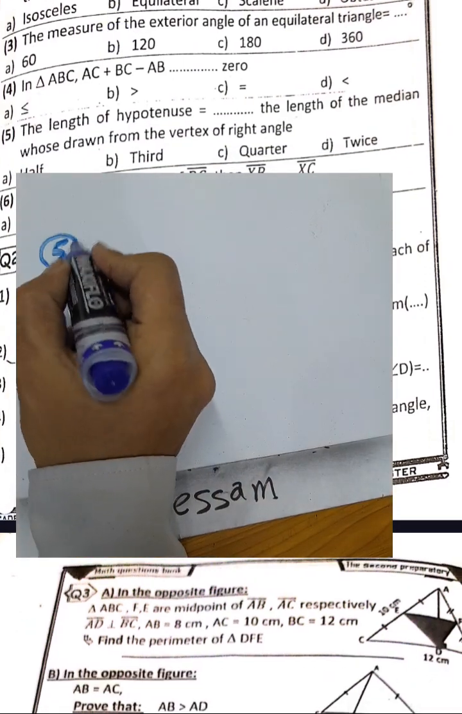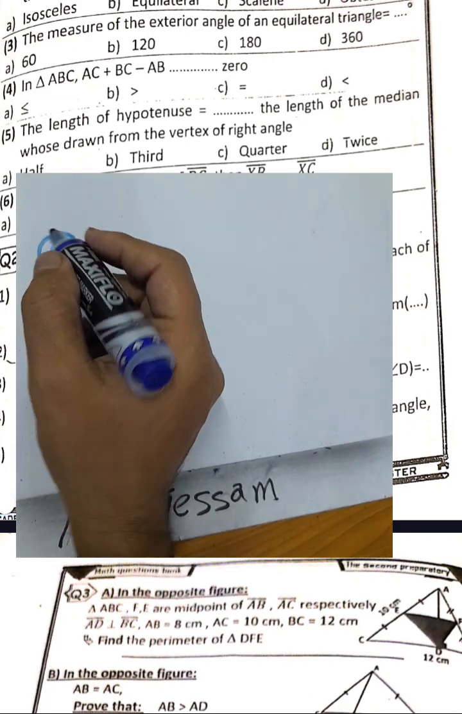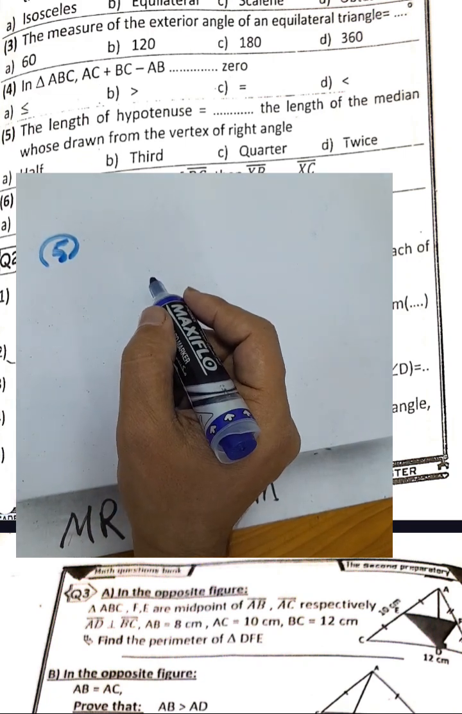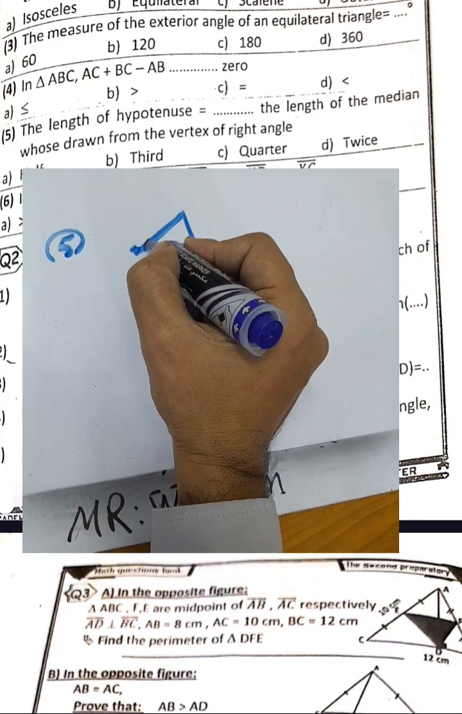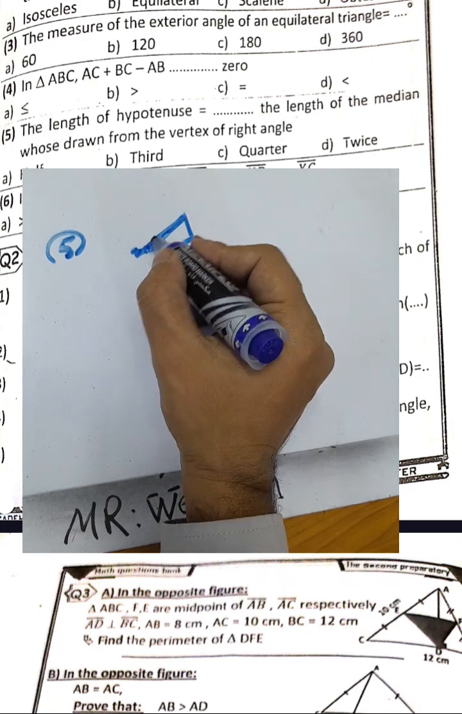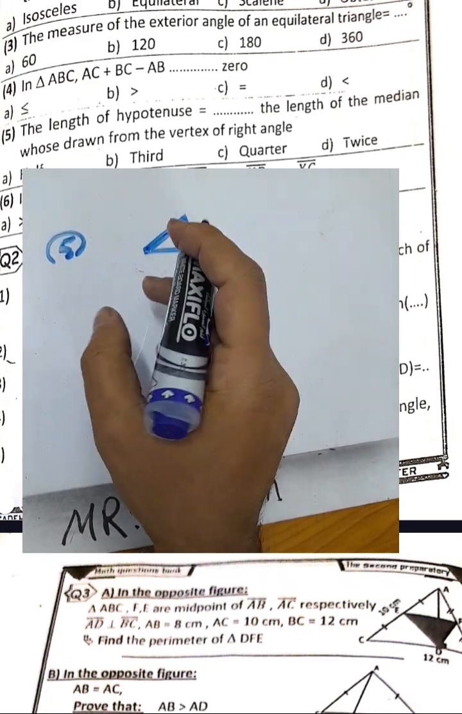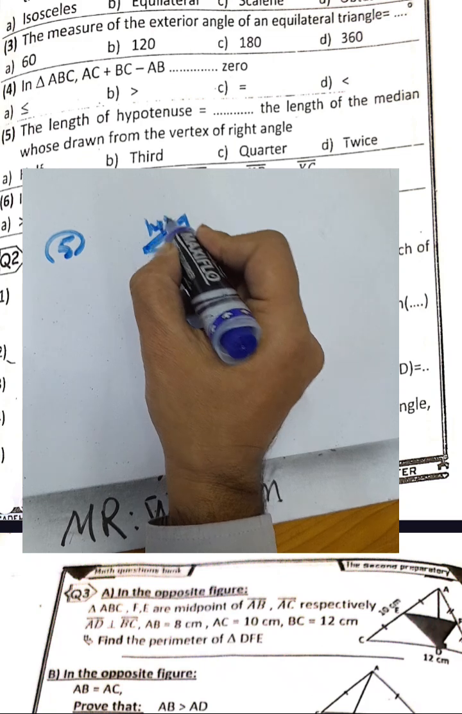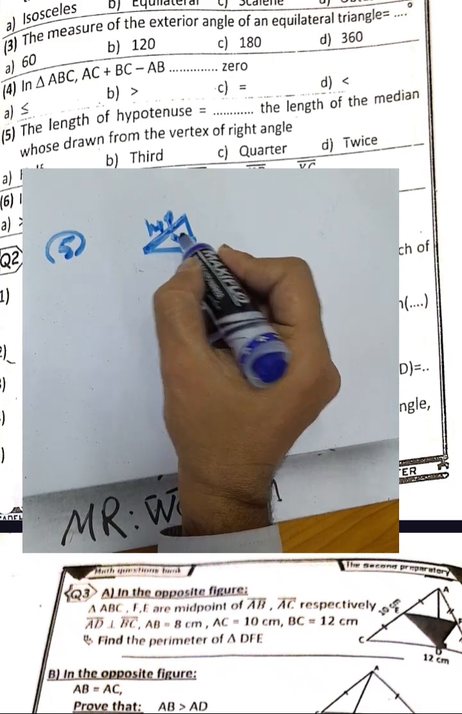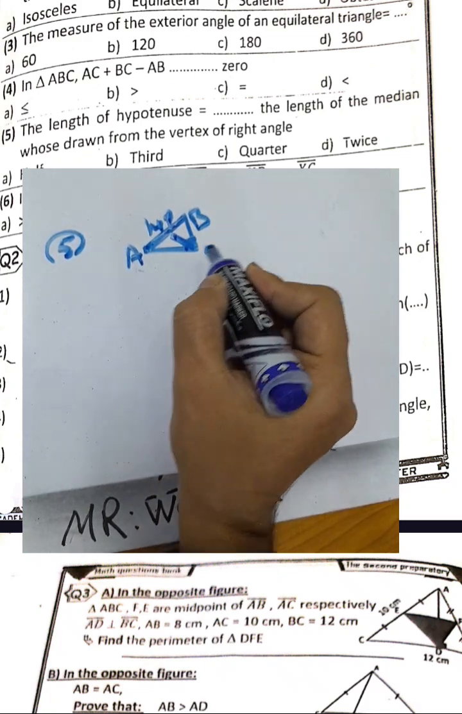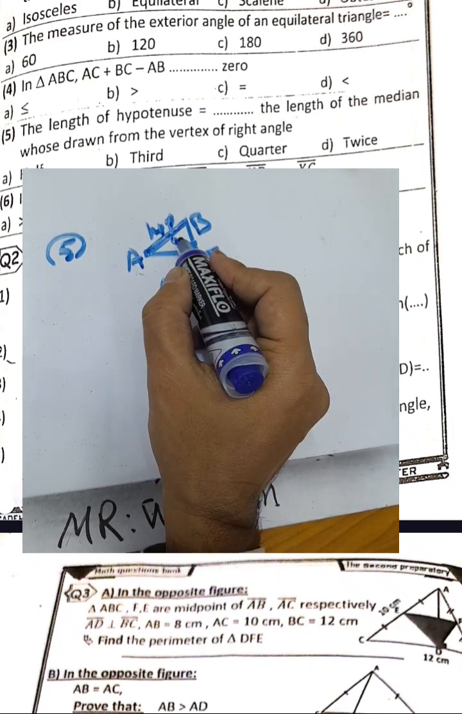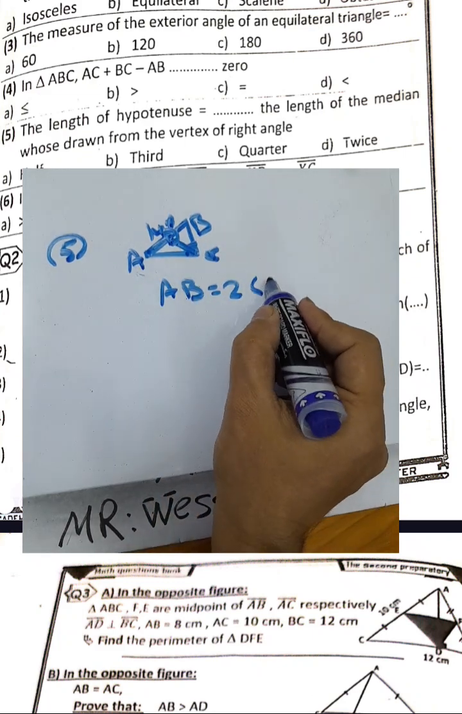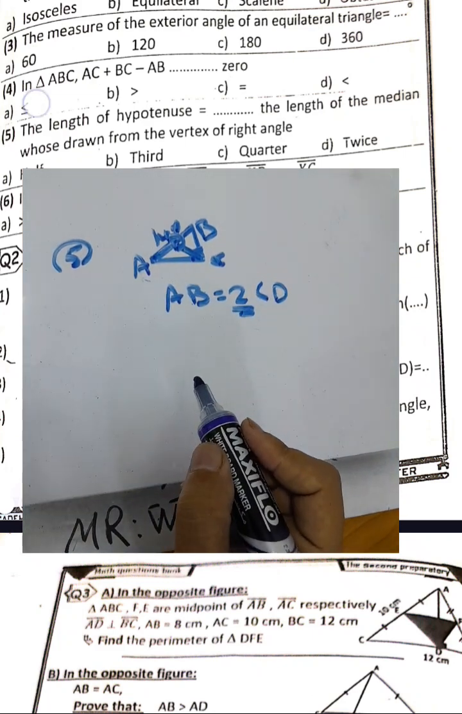Question 5. The length of the hypotenuse is twice the length of the median drawn from the vertex of the right angle of the triangle. We call this the hypotenuse. Hypotenuse is the side length opposite to the right angle in any triangle. If we have the median here, the hypotenuse, such that ABC is a right angle triangle at C, then AB is twice the median CD. Okay, we can write twice. Choose letter D.